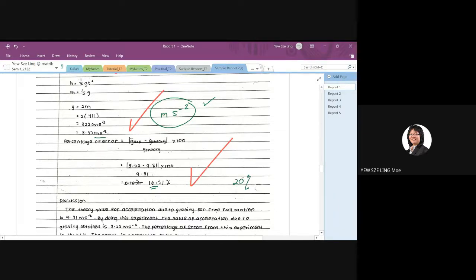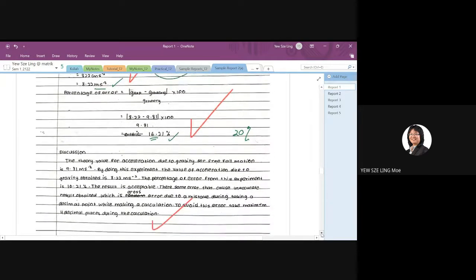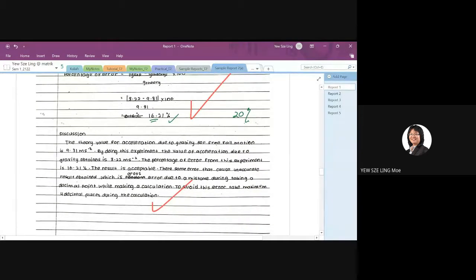So this is the thing that you should mention in your first paragraph. But most of you didn't mention it, but I think it's okay, because at least you wrote down the value for g and the percentage of error. One additional step is that you can discuss it: the result is acceptable. And you mentioned the theoretical value, which is good.